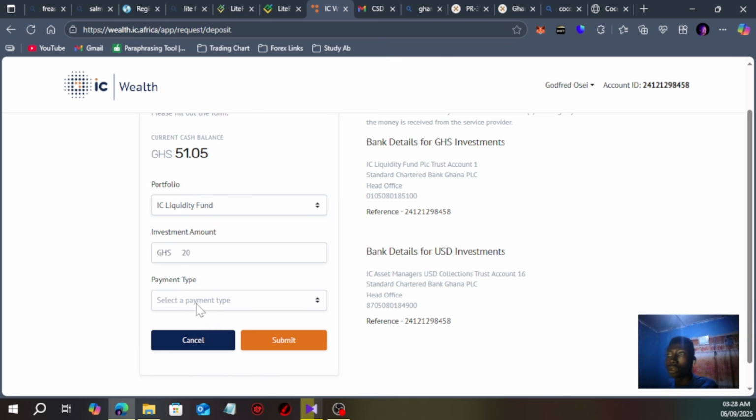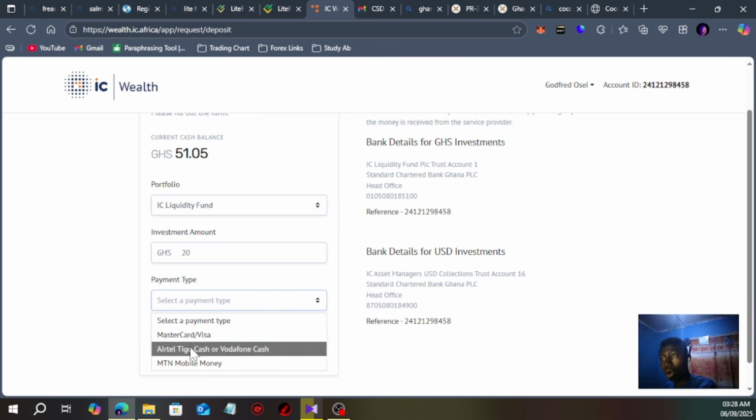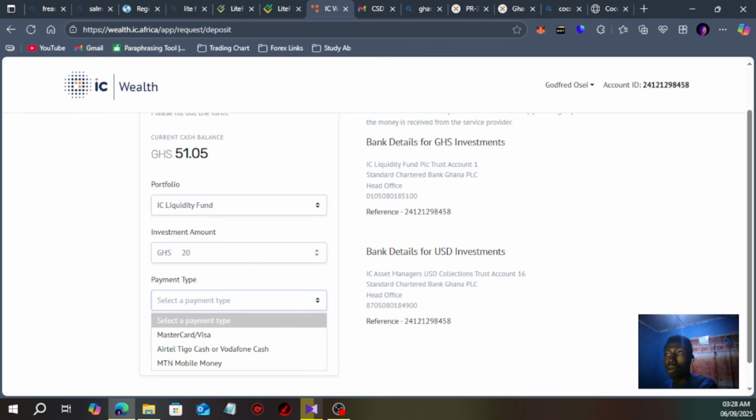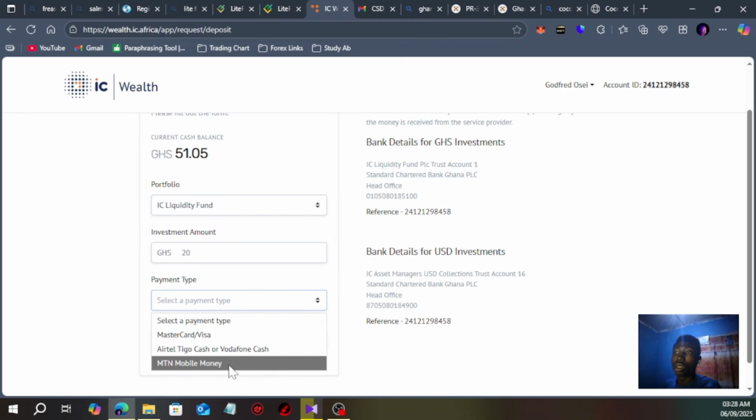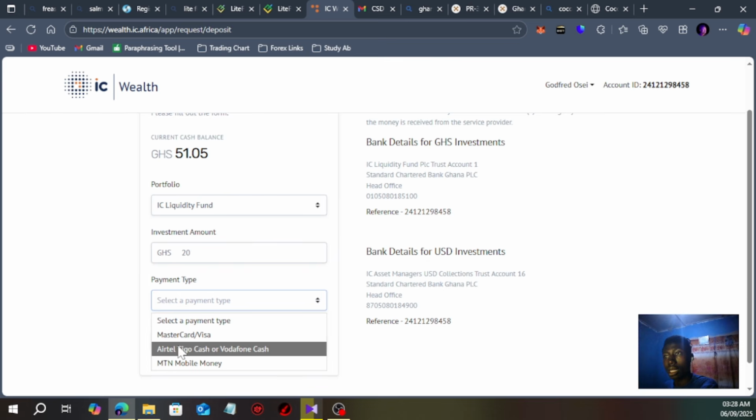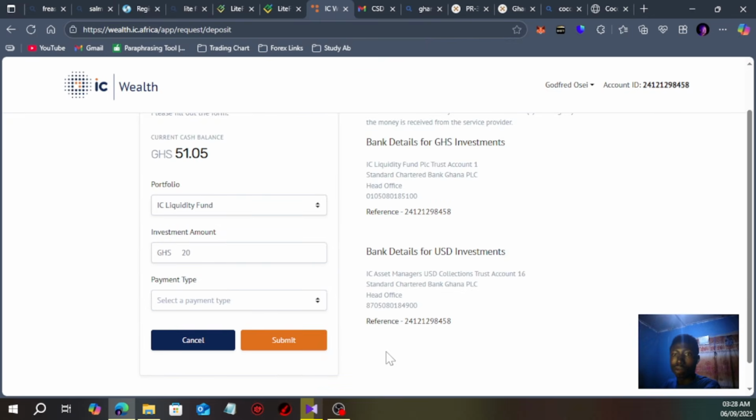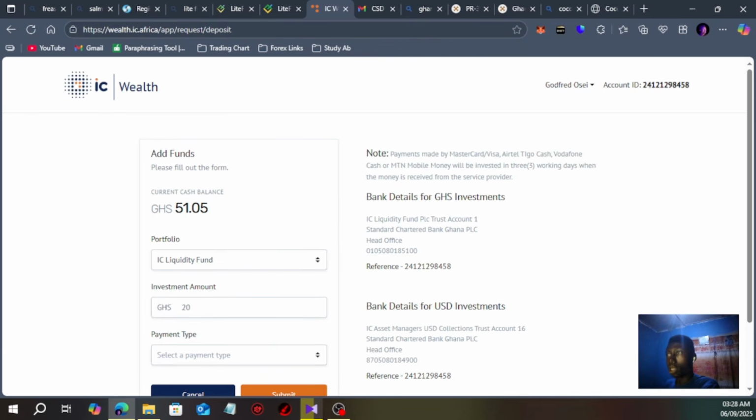So let's continue. After typing your amount, you choose the type of payment method you want to make. You can come here and select mobile money, Vodafone Cash or Airtel Tigo Cash, or MasterCard or Visa. You can make the deposit over here, and it's going to take 24 hours to 2 days. So if you make the deposit today and it's not in your account, please wait. It's written over here.